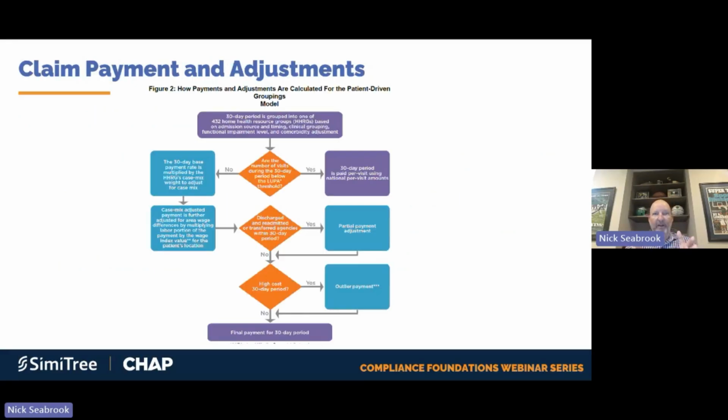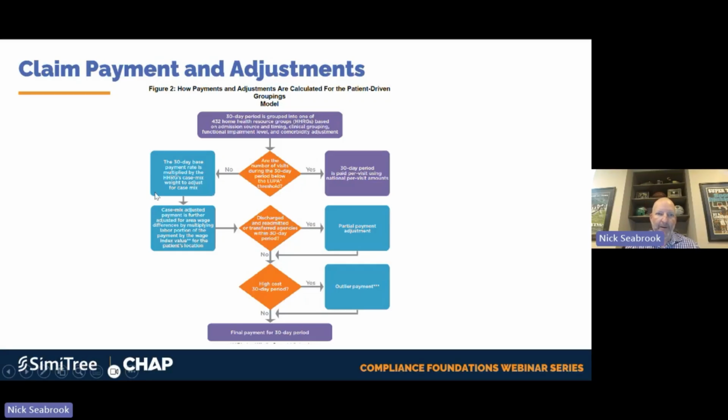So this is a nice little chart here just explaining Medicare, how the actual payment works. So we have the 30-day payment. It's grouped into one of 432 HERGs or HIPS codes based on the information that we talked about. And then we have some of these adjustment factors, right? So we'll talk about this in more detail here. Number one is going to be talking about the LUPA, right? So this says, are the number of visits during the 30-day period below the LUPA threshold? We'll just say the answer is no.